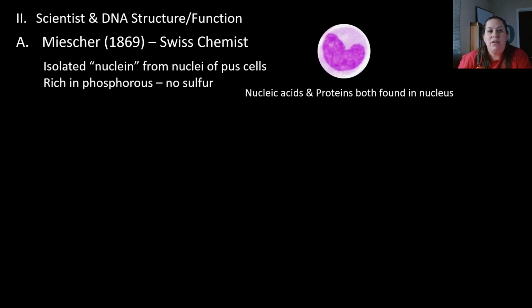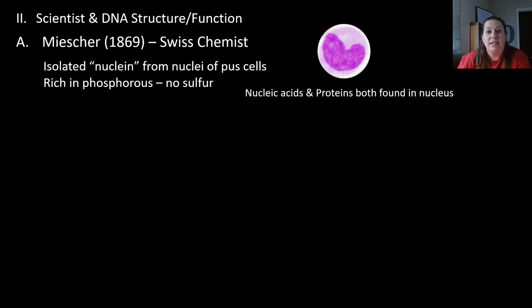So when we look here, the first one is from 1869. Mechner was a Swiss chemist, and he was the one who isolated what he called nuclein. Nuclein was the substance from the nuclei, the nucleus of pus cells. He was able to pull that out, and he started looking at it microscopically. And he realized that it was very rich in phosphorus. So there was lots of phosphorus in this nuclein, but no sulfur.